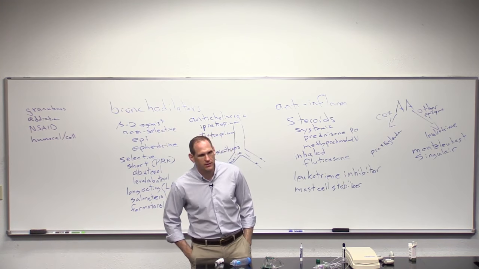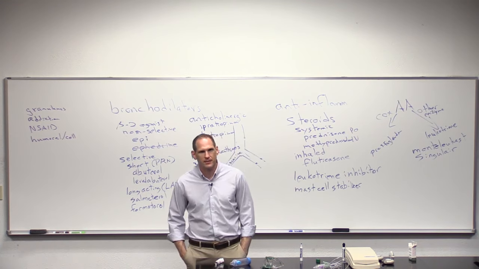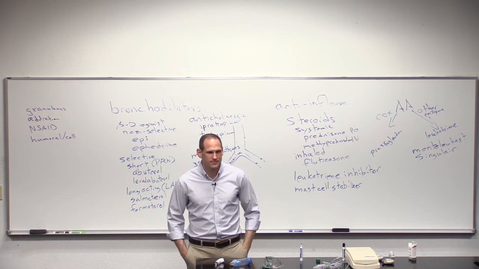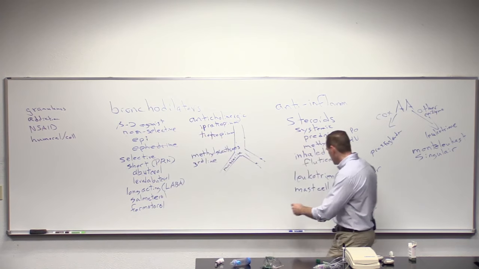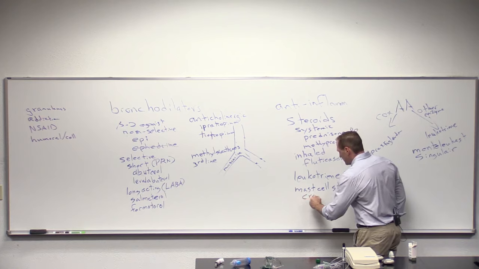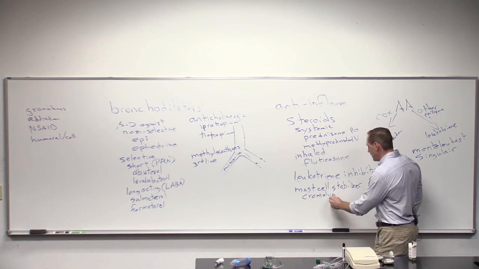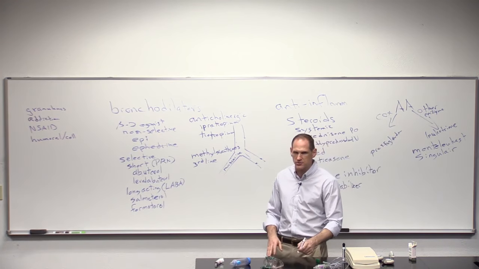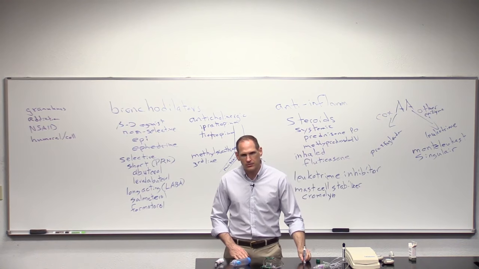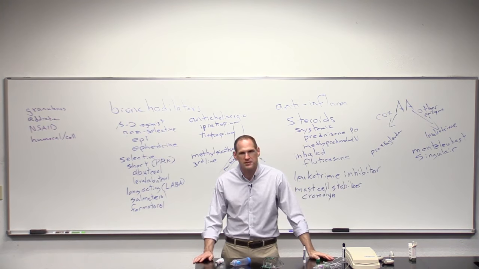When would you take the mast cell stabilizer to prevent exercise-induced asthma? Before you exercise. So the drug name there is cromolyn. And that's all you really need to know about cromolyn. Doesn't work very well at all, except maybe for some patients who have exercise-induced asthma. All right, on that note, we have covered all the respiratory drugs except for cough suppressants.